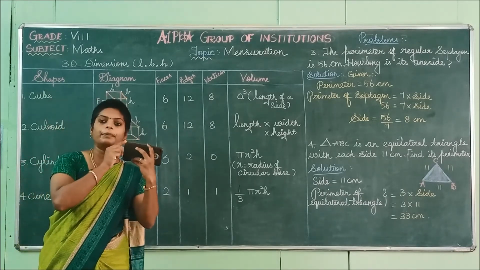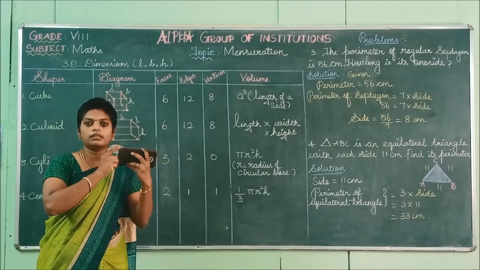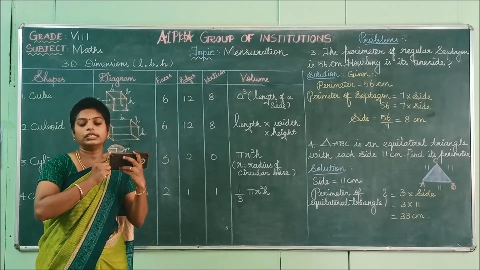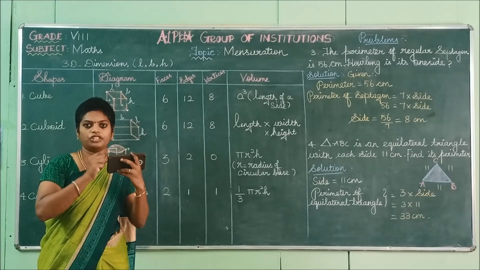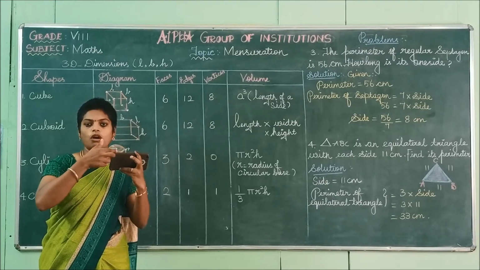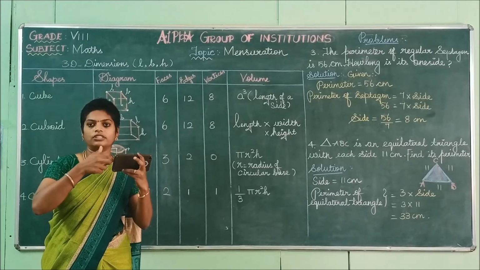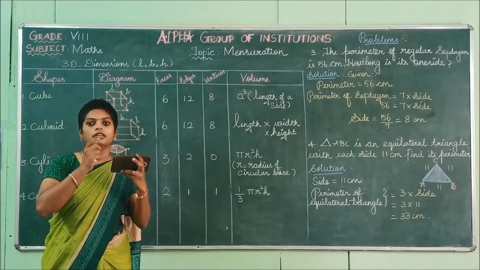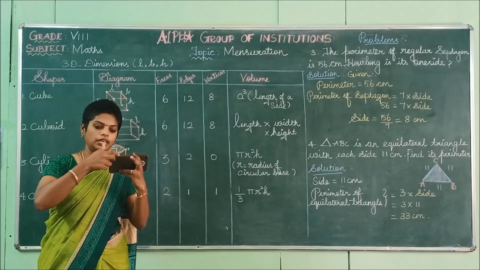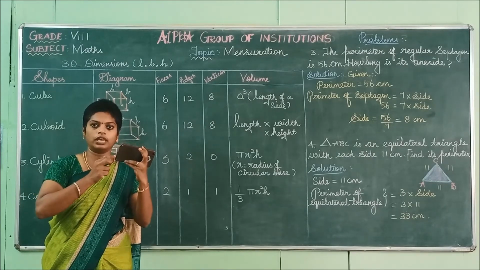And this corner point is called a vertex. Vertices means where two or more edges meet. Where two or more edges meet is called a vertex. That means here one edge and here one edge.